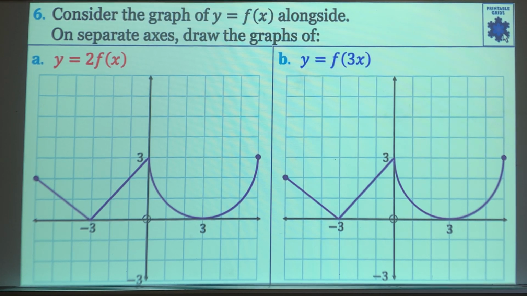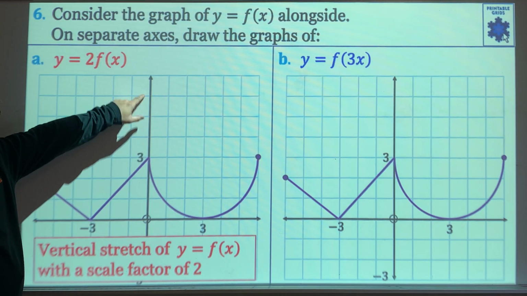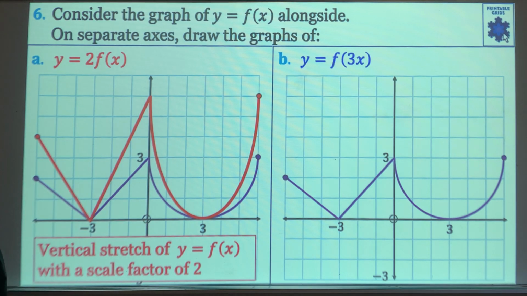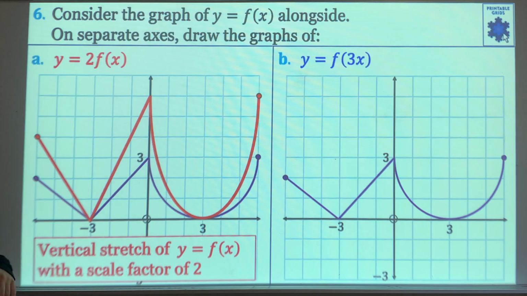Consider the graphs of y equals f of x alongside. So the first one, we're multiplying it by 2. All right, so it's a vertical stretch with a scale factor of 2. That means you're going to multiply every number by 2. Since all the numbers are positive, they're just going to go up. So this stays. This goes from 2 to 4. This goes from 3 to 6. There you go. A nice little scale.